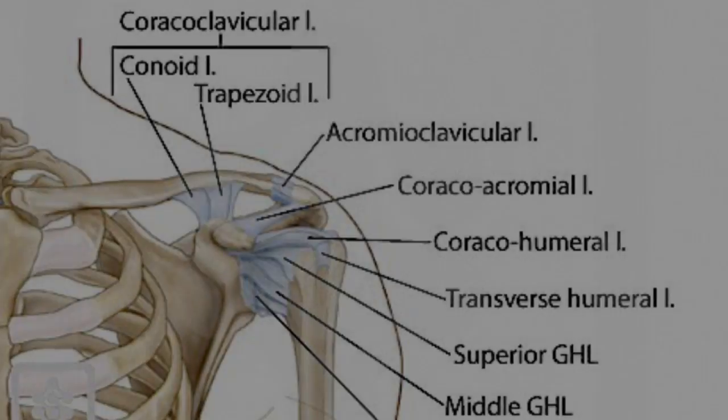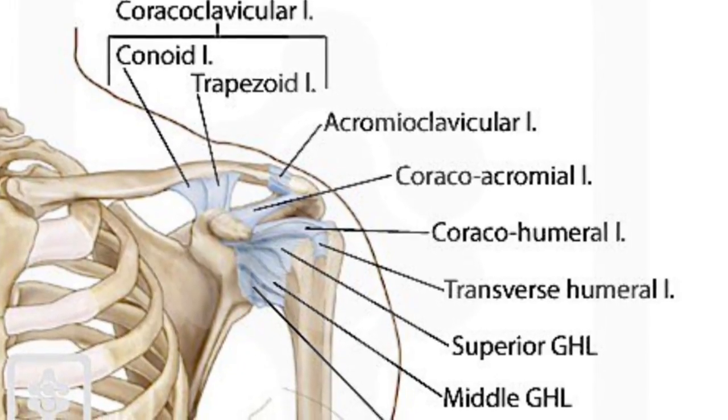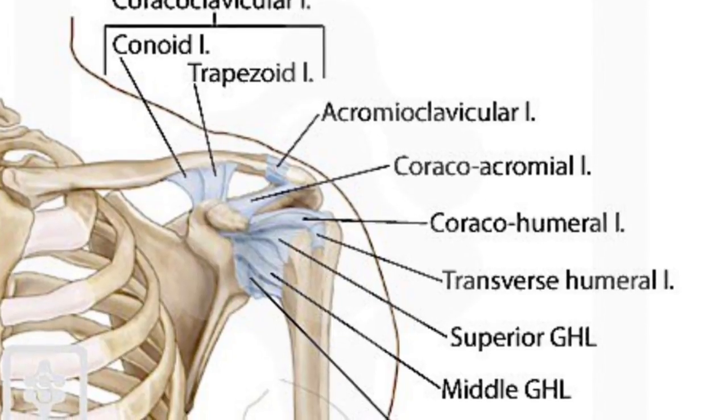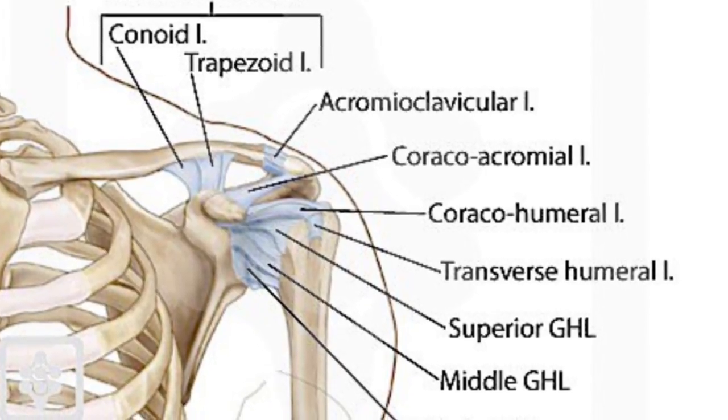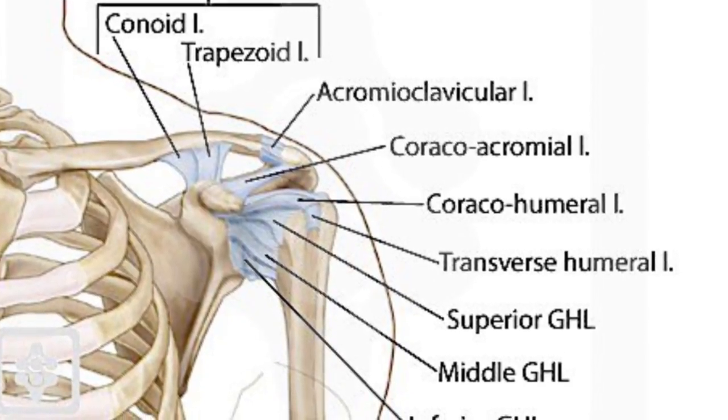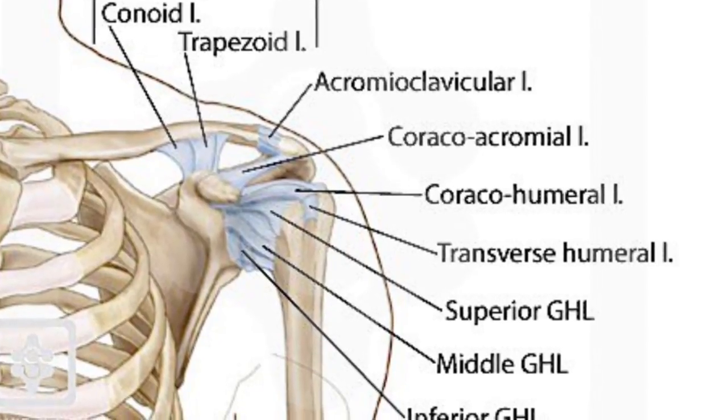Let's move on to the middle glenohumeral ligament. This limits external rotation and anterior translation of the humeral head. This ligament arises from the glenoid and inserts on the anatomical neck of the humerus.